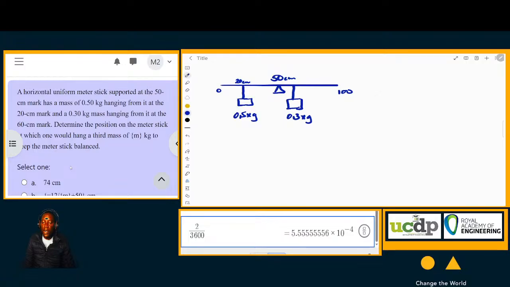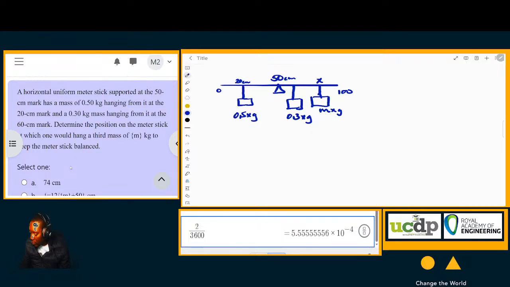Determine the position on the meter stick at which one would hang a mass of m kg. Obviously by moments, the 0.5 kg mass is 30 centimeters away and the 0.3 kg mass is 10 centimeters away from the pivot. It means we need to balance this because the moment there is smaller. We need another mass that would counterbalance, which is m times g, at a distance x away from the pivot.